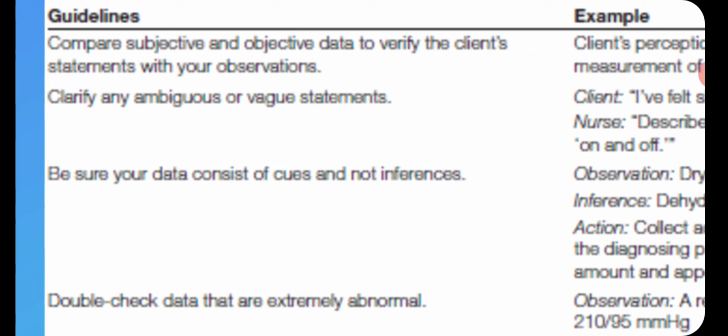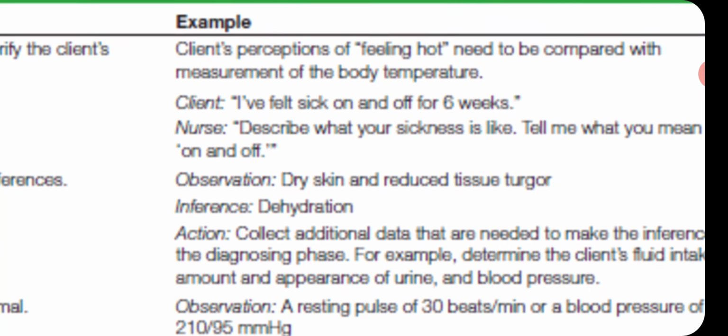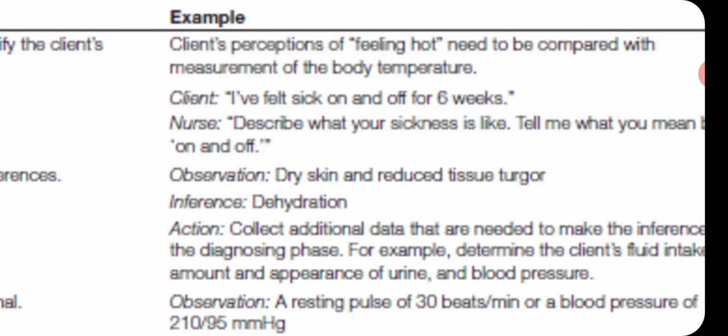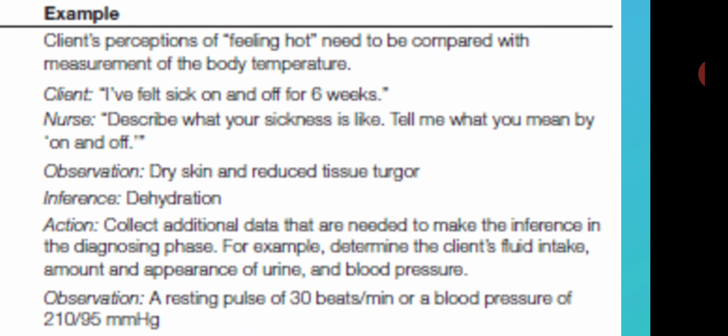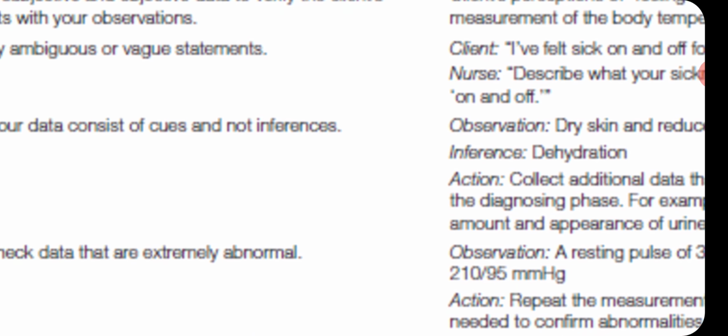Okay. Now, next, you need to clarify any ambiguous or vague statements. That means you need to clarify any unclear statement, or statement with double meaning, or any statement that has uncertainty. For example, the client tells you, I've been feeling sick on and off for 6 weeks. As a nurse, you ask the client, describe what your sickness is like. Tell me what you mean by on and off.